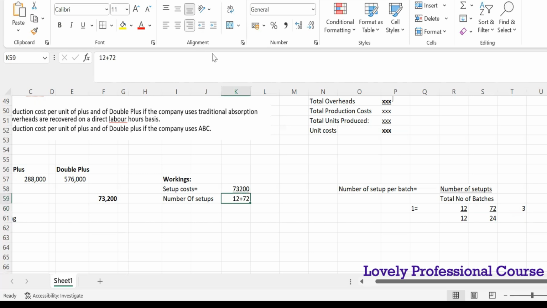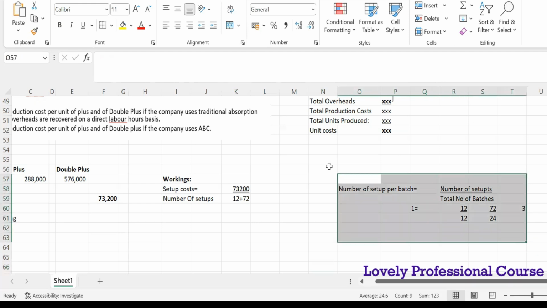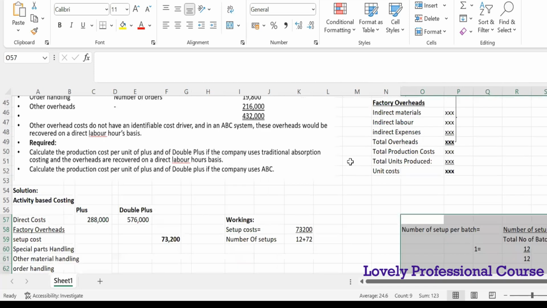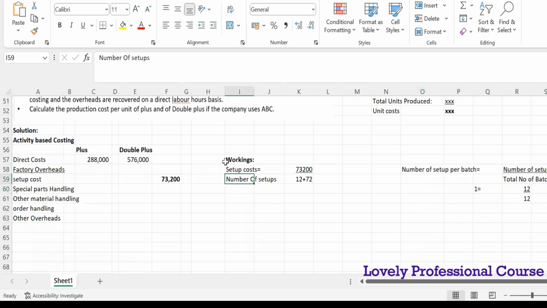Again, on the other hand, by thinking the other way without going too much into these things, remember, number of setups per batch is the number of setups incurred in order to come up with one batch. And we know we have number of batches. What if I multiply? 1 multiplied by 12 gives number of setups, which is also 12. And here 3 multiplied by 24 is 72. So it is another way to get this number of setups. Use whatever way is simple to you.